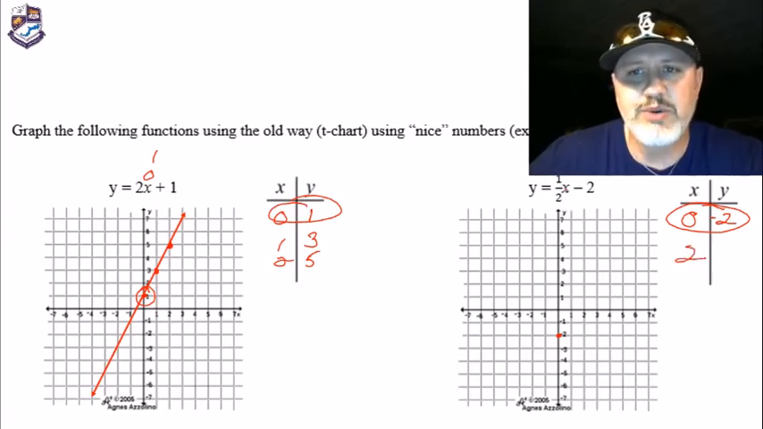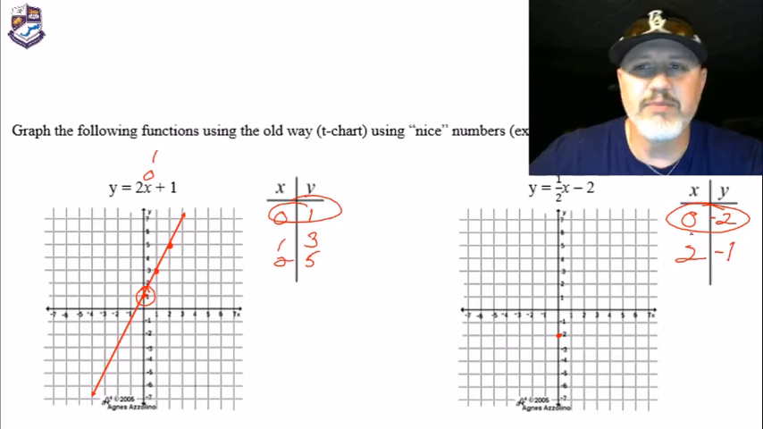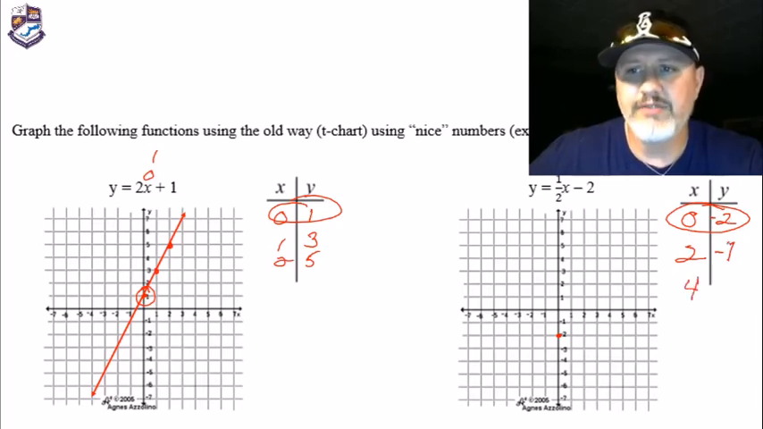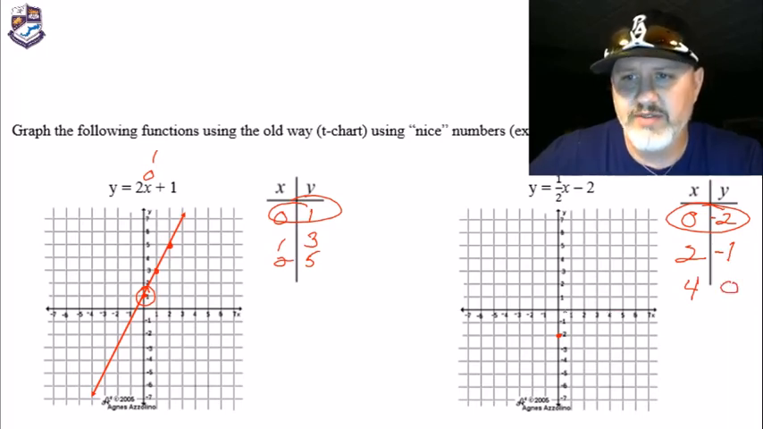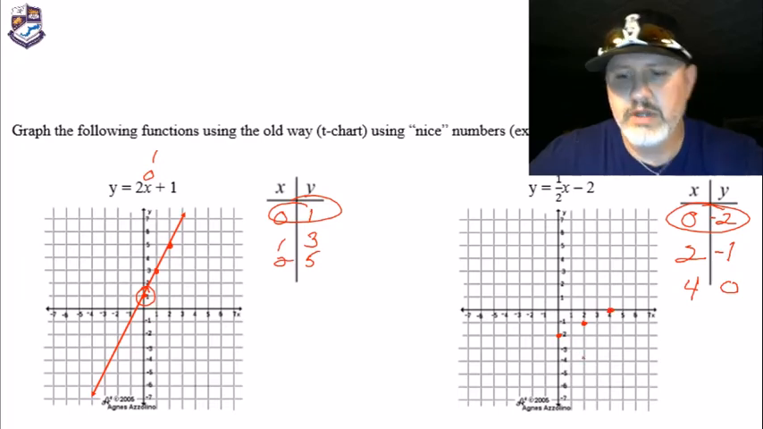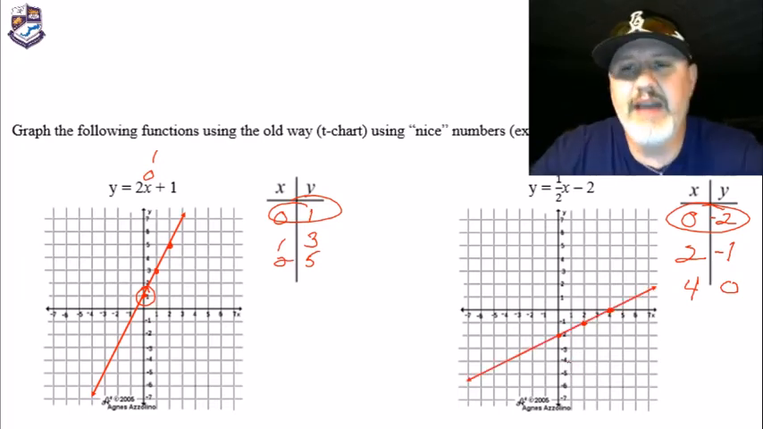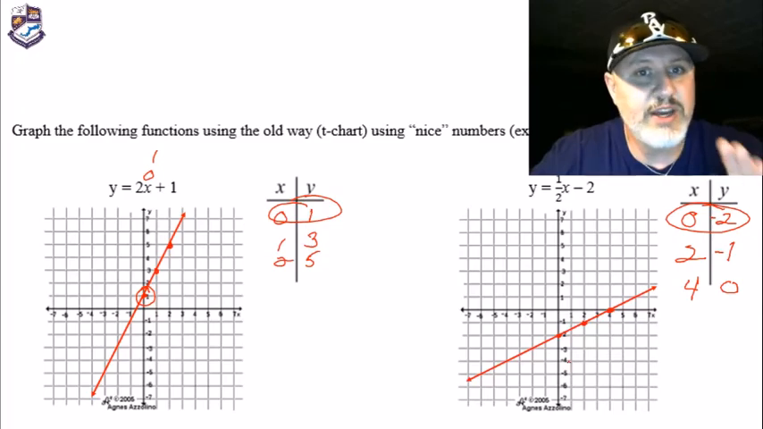If I put 2 in, I get 1 minus 2, which is -1. And I'm going to follow the pattern. Check this out. 0, 2, 4, -2, -1, 0. I think that's right. So let's graph that. 2, -1, and 4, 0. That's what my line should look like. Yes, that's graphing the old way.